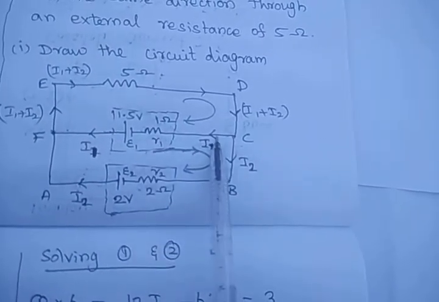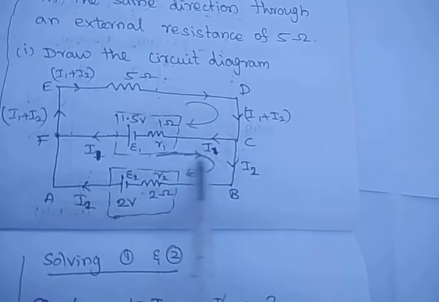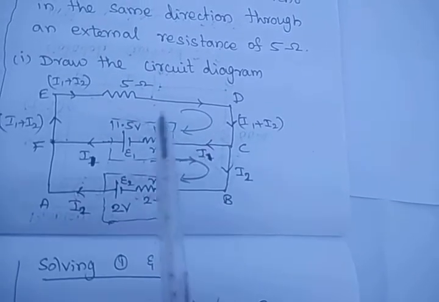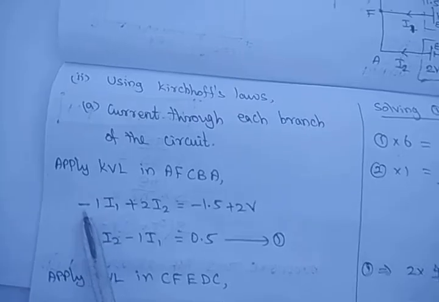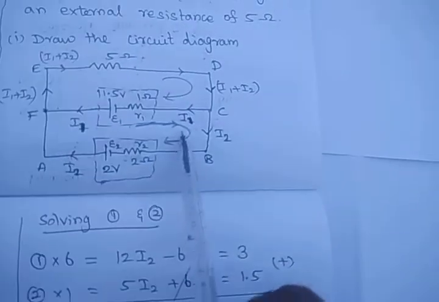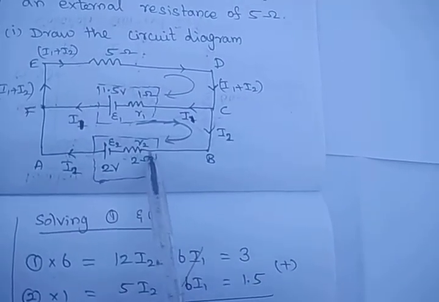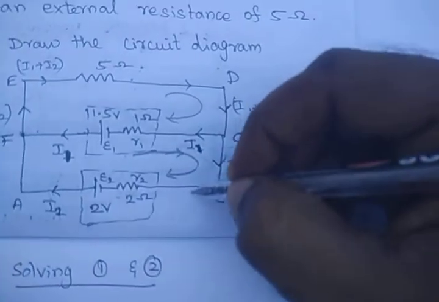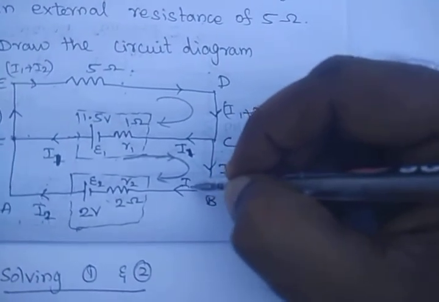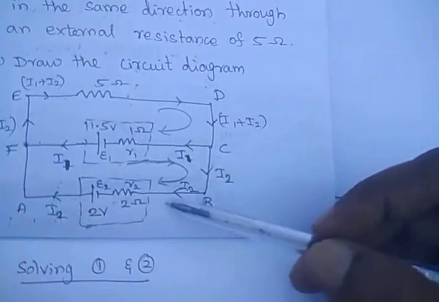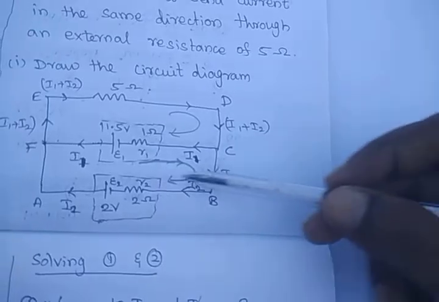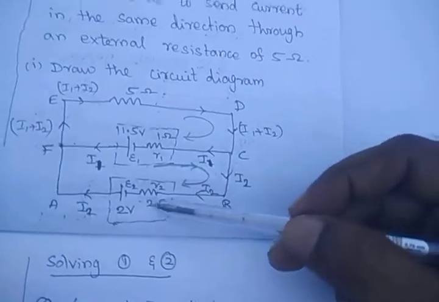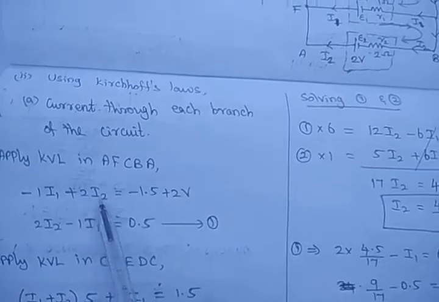So first one is I1. I1 is opposite to the traversing direction, so minus I1. What is the resistance? 1. So minus 1 I1. Next, if you come like this, the I2 is here, the direction of current I2 comes here. So I2 and R2, the traversing direction is in the same direction, so plus 2 I2.